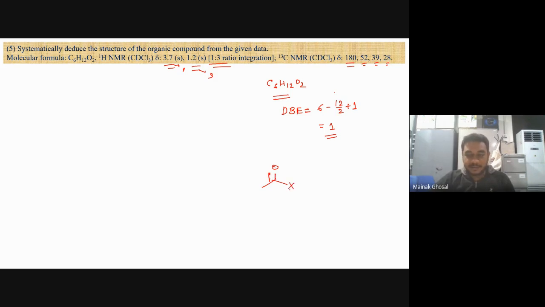Some heteroatom X is present here. Now, with the carbonyl, what heteroatom is present? Oxygen only. So it is very possible that it is attached to some oxygen here. Now I am removing just CO2. What am I left with? C5H12. Right? So I am left with C5H12. Now what can I do?